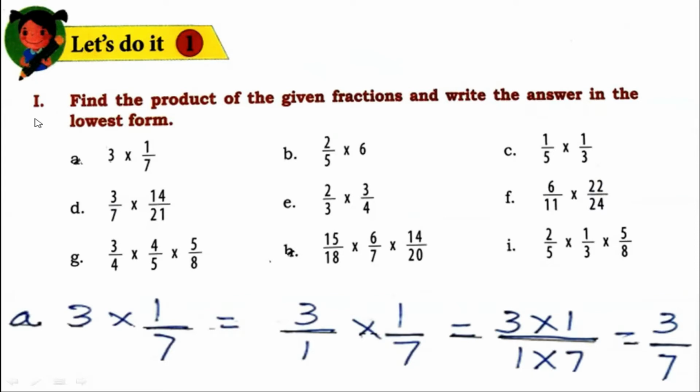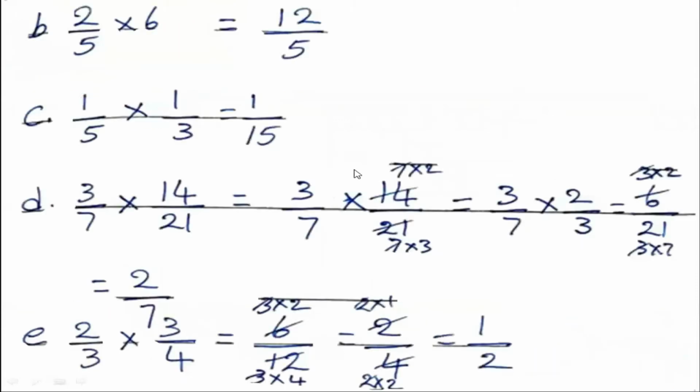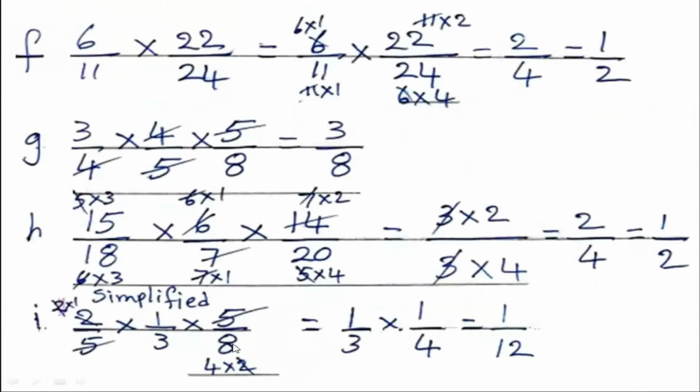Now let's do it. Find the product of the given fractions and write the answer in the lowest form. Here question A, 3 into 1 by 7. 3 is nothing but we can make it as 3 by 1 into 1 by 7. So 3 into 1 is equal to 3. 3 ones are 3. 1 into 7 equal to 7. 1 sevens are 7. So our answer is 3 by 7. To solve this, we should know the fractions. Now you can do B, C, D, E, F, G, H, I bits.